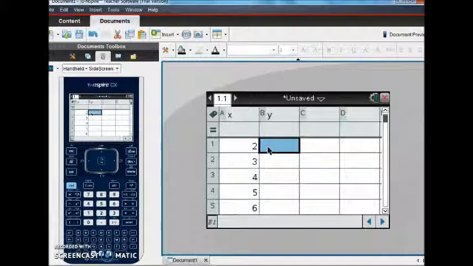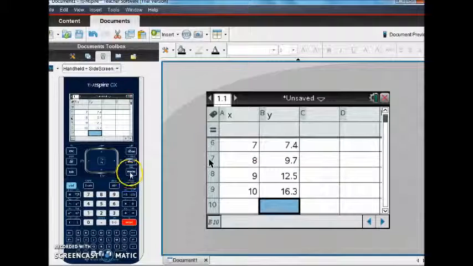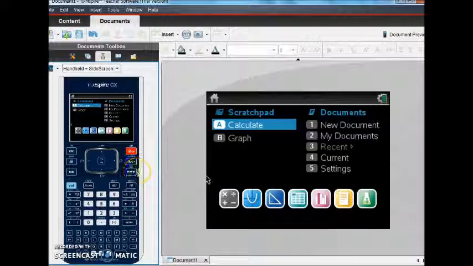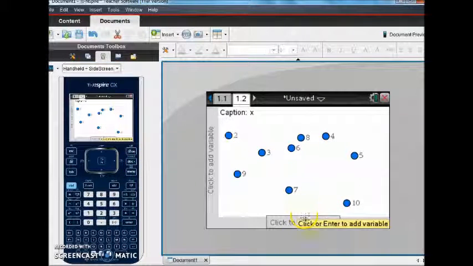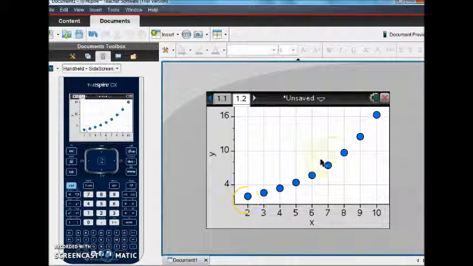My Y values are 2, 2.6, 3.4, 4.4, 5.7, 7.4, 9.7, 12.5, and 16.3. So just to get an idea of what this actually looks like, if I were to add my variable, if you look at these points, you can see that there's going to be an exponential here. And so what we're going to do is find an exponential model.